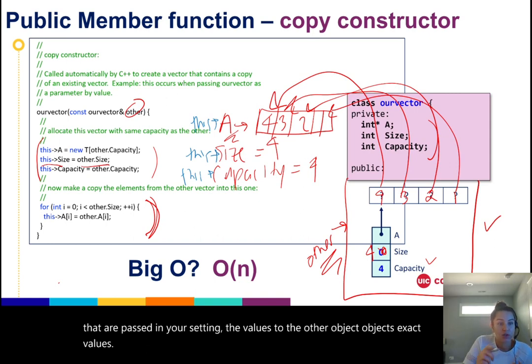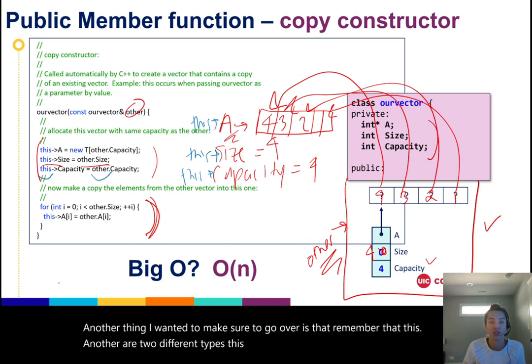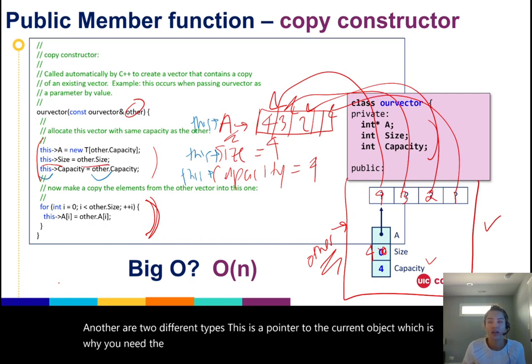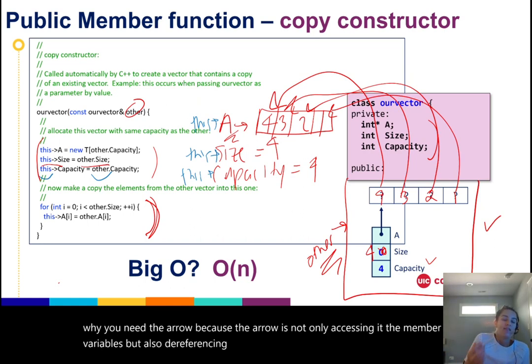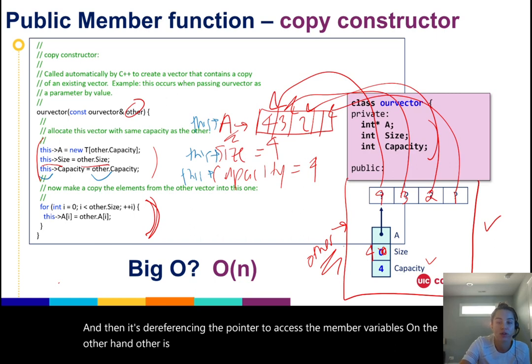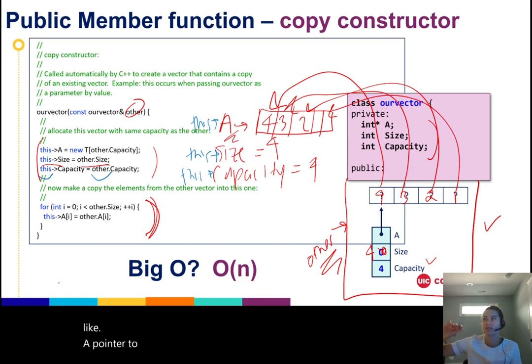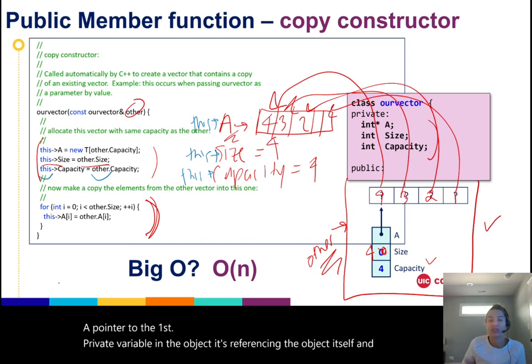Another thing I wanted to make sure to go over is that this and other are 2 different types. This is a pointer to the current object, which is why you need the arrow, because the arrow is not only accessing the member variables, but also dereferencing the pointer to access them. On the other hand, other is an object. It's not a pointer. It's referencing the object itself. And so in that case, you only need to use the dot.